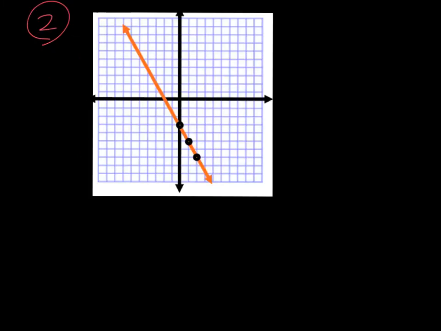The second type of problem I want to do is I give you a graph and you give me the equation of the line. Okay, so this is easy. First thing you want to do is find the y-intercept. So here's the y-intercept right there. And what's the y-intercept? It's going down 1, 2, 3, so -3. So my y-intercept is -3.